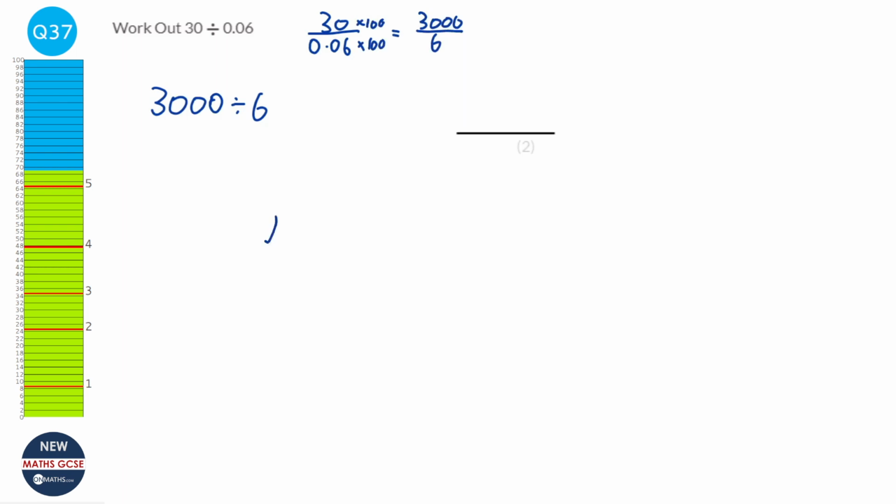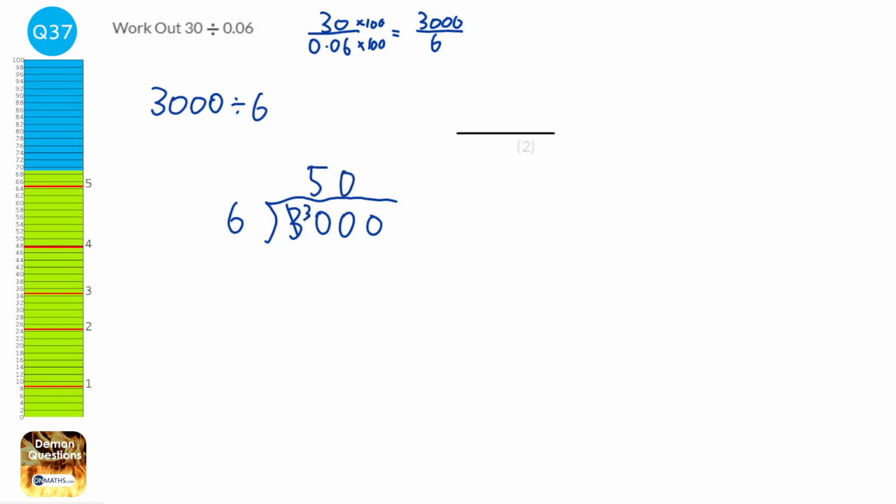So we're going to use the bus stop method to find out what that is. So we're going to divide that out. 6 doesn't go into 3, so carry that. 6 is into 30, go 5. 6 into 0, 6 into 0, so that's going to be 500.